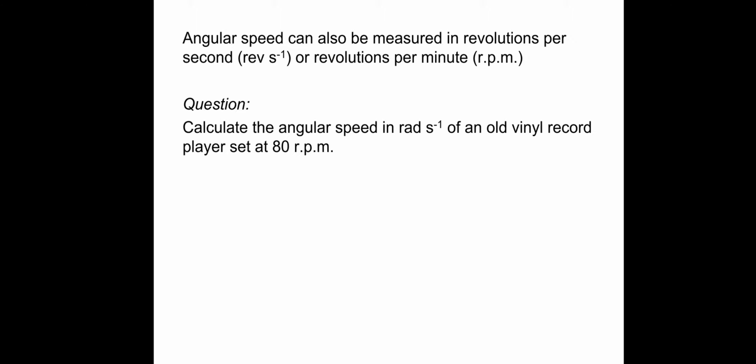As you know, angular speed can also be measured in revolutions per second or revolutions per minute. So, a very similar question. Calculate the angular speed in radians per second of an old vinyl record player set at 80 RPM. If you want to pause and have a go. First of all, we need to convert the 80 RPM to get the frequency. That would be 80 over 60, which gives a frequency of 1.3 recurring hertz.